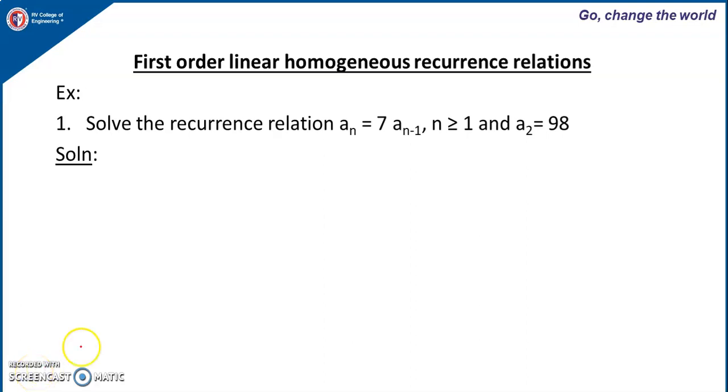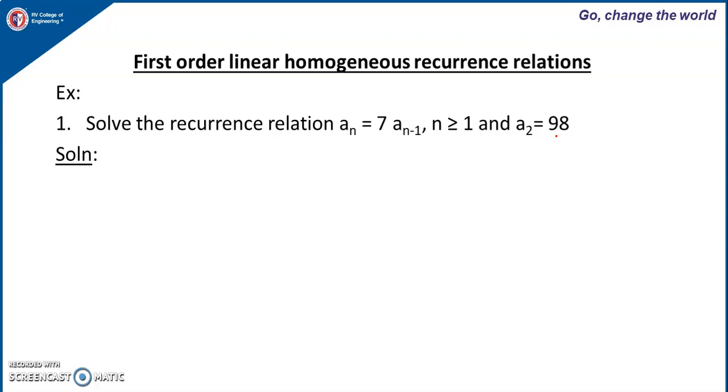In this video lecture, I will discuss some additional problems of first order linear homogeneous recurrence relation. So let us take this example. Solve the recurrence relation an is equal to 7 an minus 1 for n greater than and equal to 1 and a2 is equal to 98.